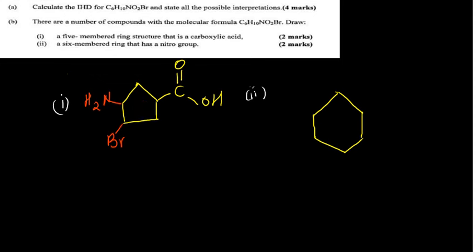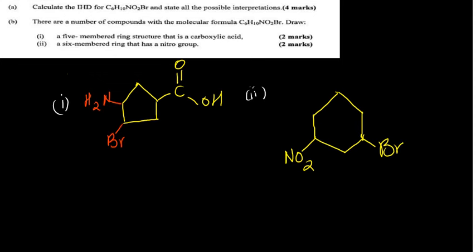Now here we are. We have got a six-membered ring, and it should have a nitro group. What does nitro group mean? NO2. This is a nitro group. So it should be one of the groups. So let's show that. It can be anywhere at any position. But we should also have a bromine, because a bromine is part of this chain. Bromine like that. Now, does this one have an IHD of 2?